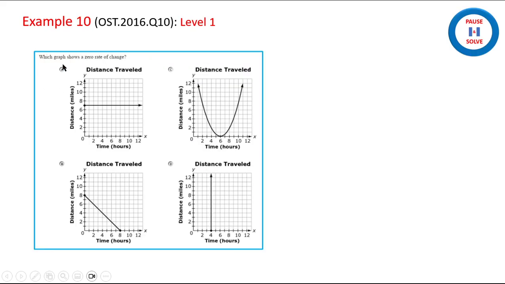Example number 10. Which graph shows a zero rate of change? This example, you should not make a mistake on. That's a zero rate of change, meaning the slope is zero. This one here is a negative rate of change. Slope is negative. This one here is not a function, okay? And this one here is not linear. This is a nonlinear function. It's decreasing up to this point and then increasing from this point on. So that's your answer right there. Very simple.